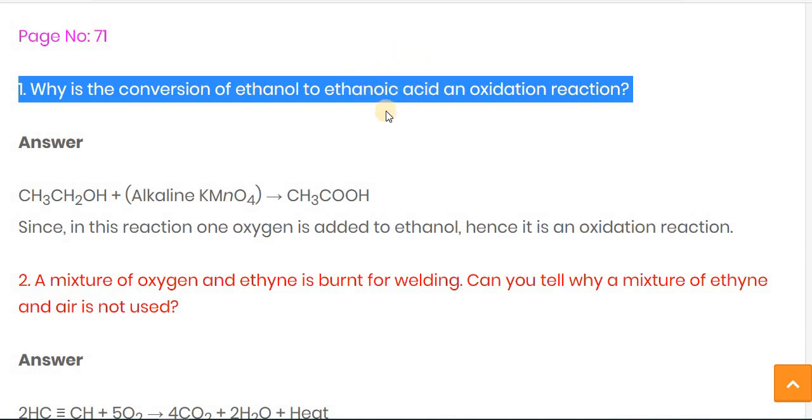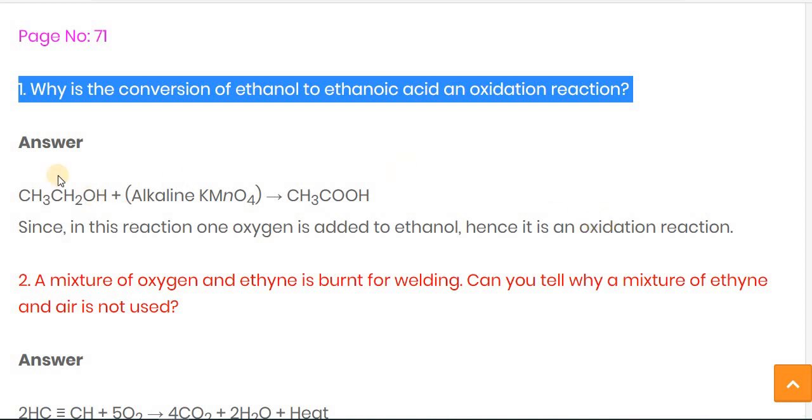So here we have to write down the reason why we consider this process an oxidation reaction. The definition of oxidation reaction we already learned in chapter number 1, where we learned all the oxidation and reduction processes. Here you can see in the alcohol, oxygen is added and it becomes a carboxylic group. Since in the reaction one oxygen is added to the ethanol, hence we consider this process an oxidation reaction.